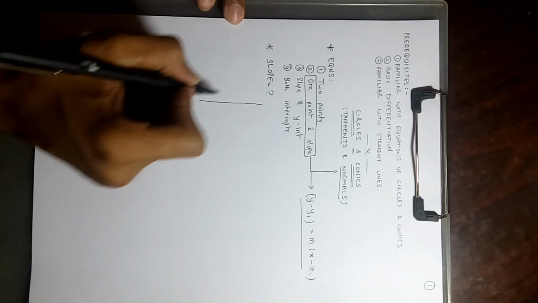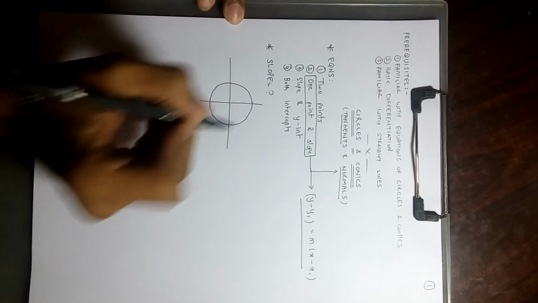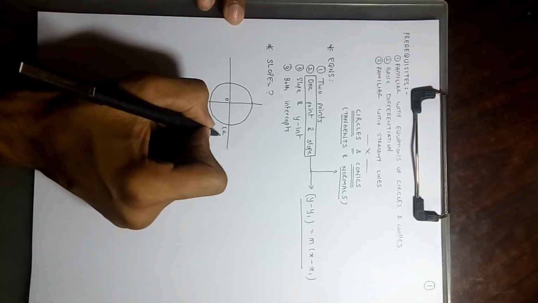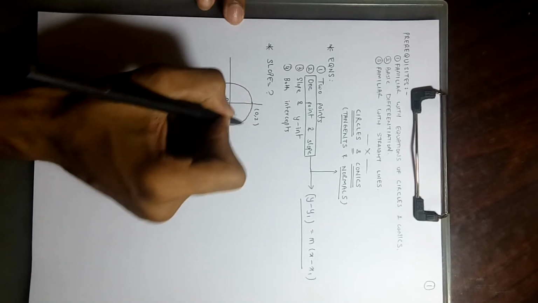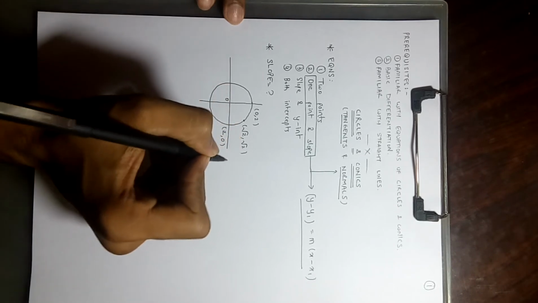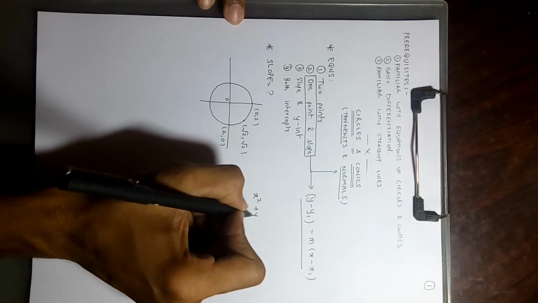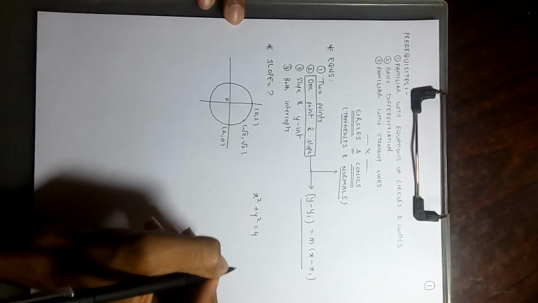I take a circle, a basic circle having center at the origin. Let the radius be like 2. So this point becomes 2, 0. This becomes 0, 2. I take one more point over here, root 2, root 2. What will be the equation of this circle? It will be x square plus y square equals to square of the radius, which is 2. So it will be 4.